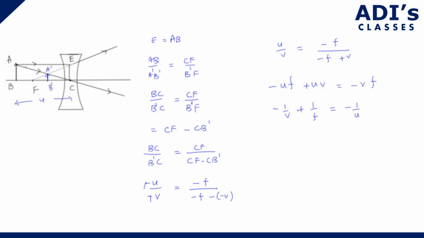Now this is the same equation that you got for a convex lens also. So irrespective of whether it's a concave or a convex lens, the lens equation is always the same. This is minus 1 by U plus 1 by V is equal to 1 by F.